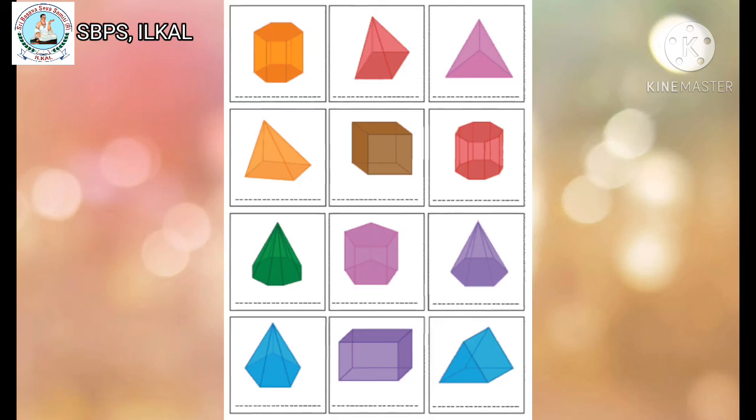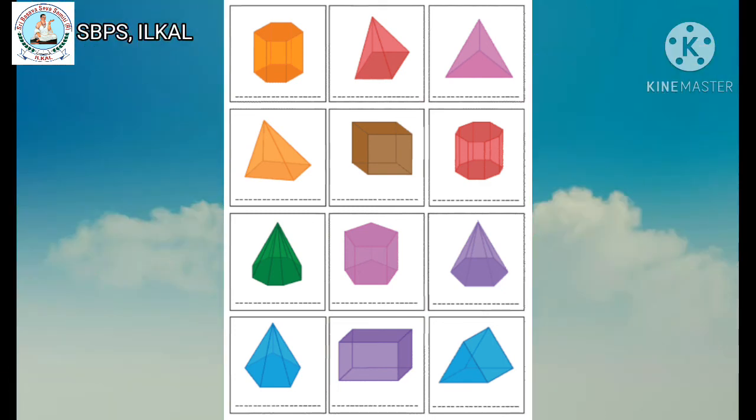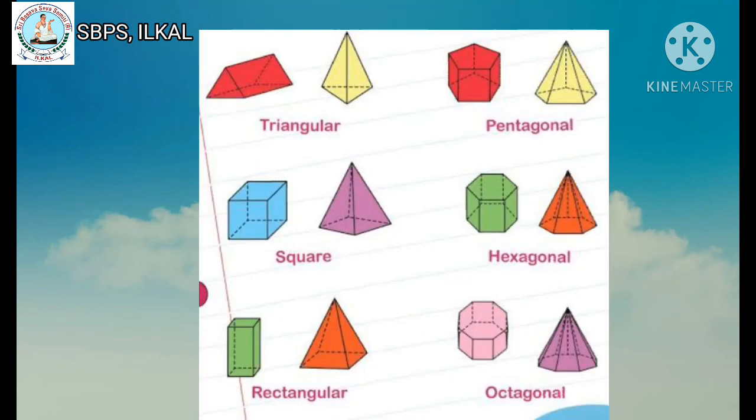Until now you observed many three-dimensional shapes, children. I hope you understood what is the difference between prism and pyramid. To make it still more clear, here is another chart. Observe this chart, children. You will understand what is the difference between prism and pyramid. First one, triangular prism and triangular pyramid. Second one, pentagonal prism and pentagonal pyramid. Third one, square prism, square pyramid. Square prism is also called as cube, is it?